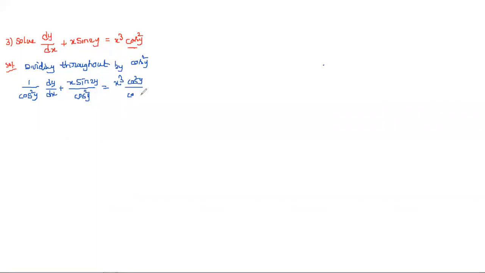Cos square y by cos square y. Here it is, these two cancel. And next, 1 by cos square is nothing but simply what we can write, secant square y dy by dx is equal plus, and next x into sine 2y is nothing but, which formula we can write, 2 sine y cos y by cos square y is equal x cube. So here it is, one cos and one cos both will cancel. And then what about remaining one?